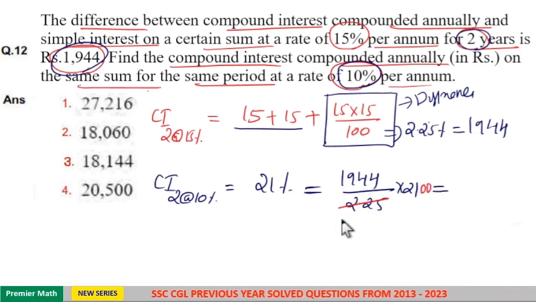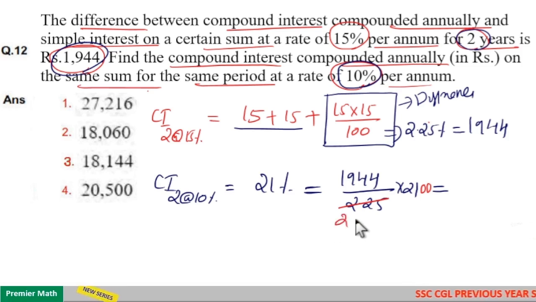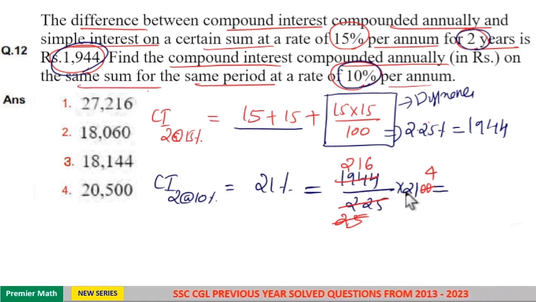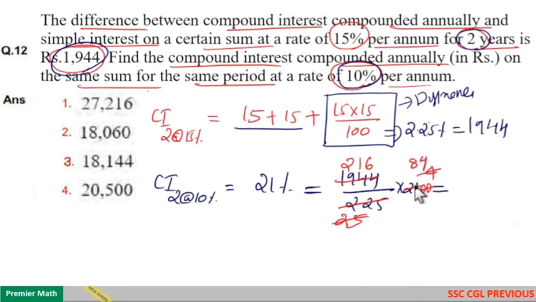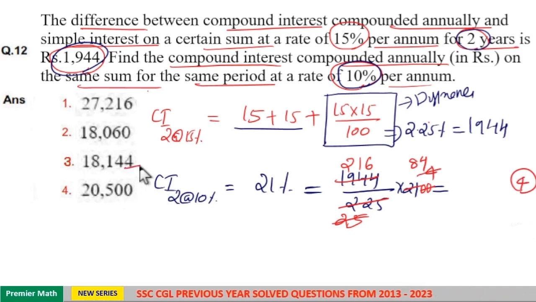So this will become 9 goes 2 times in 22, remaining 4, 9 goes 5 times in 45. Now here 9 goes 2 times in 19, remaining 1, 9 goes 1 time in 14, remaining 5, 9 goes 6 times in 54. Now 25 goes 4 times in 100, which means you can see 21 into 4 is 84. Now 216 into 84. 6 into 4 is 24. Unit digit is 4, and the unit digit is 4 in option 3. So option 3 is your answer.